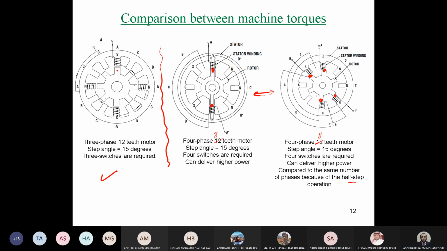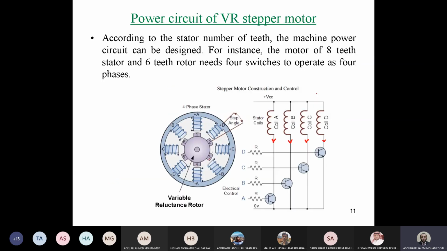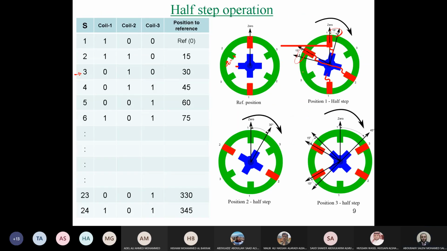But by the way, if we energize 2 coils each time, not 1 half coil, let's return back again to the operation here. Instead of having steps 1, 2, 3, 4 like that in half step, we can use 2, 4, 6, and so on. So here in 2 we have 2 coils. In 4 we have 2 coils. In 6 we have 2 coils, and so on.